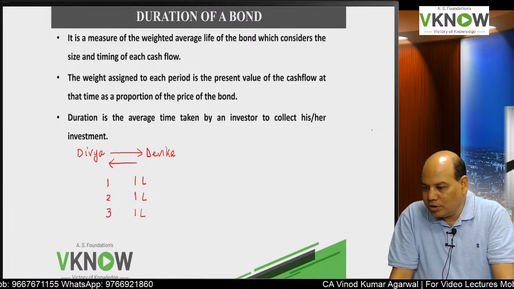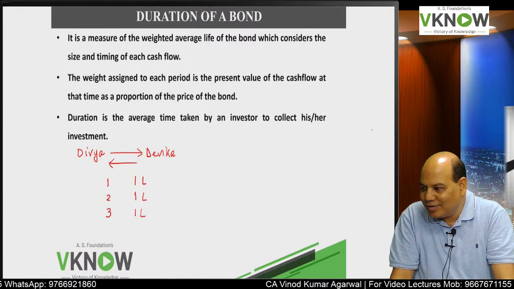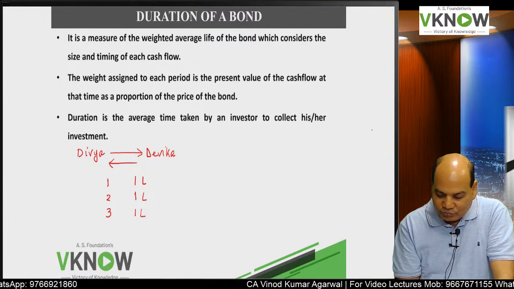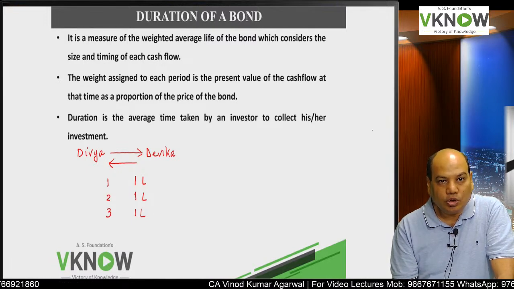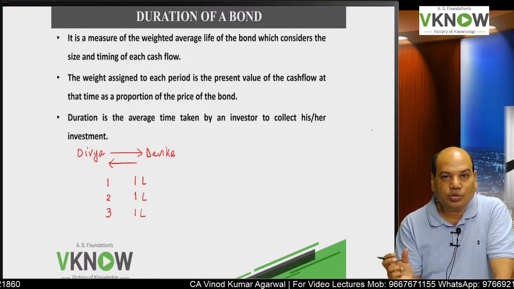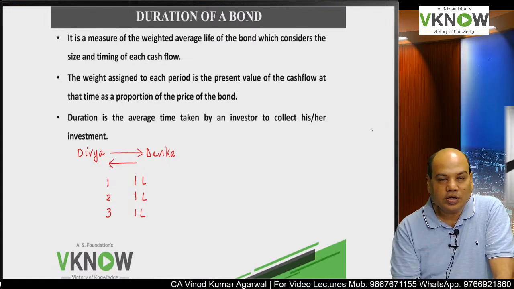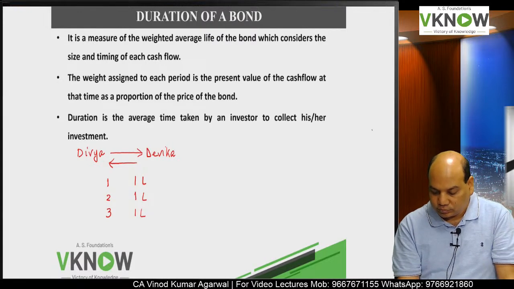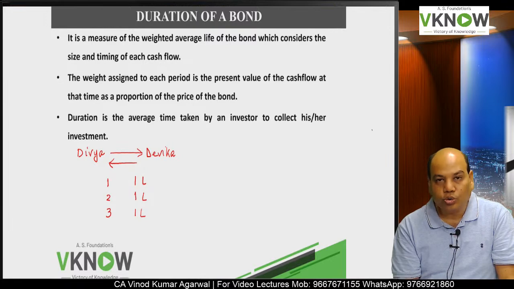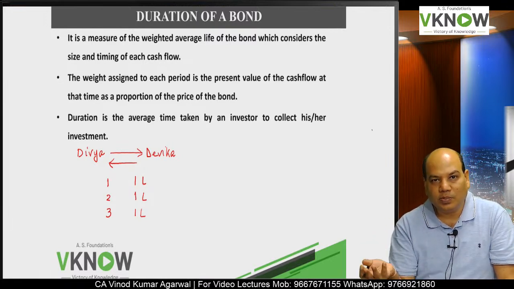Devika gave a loan of 3 lakh rupees to Divya. Divya will pay 1 lakh, 1 lakh, 1 lakh in year 1, year 2 and year 3. Understood? So what is the duration of the loan? The question is, what is the duration of the loan? The answer is not 3 years. 3 years is the total time period in which the loan will be repaid.